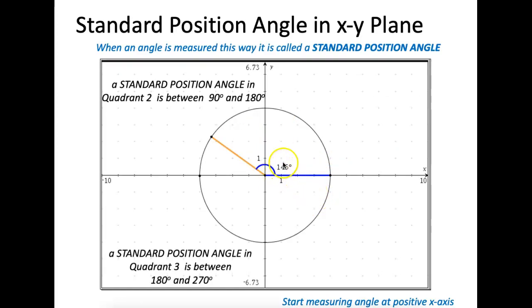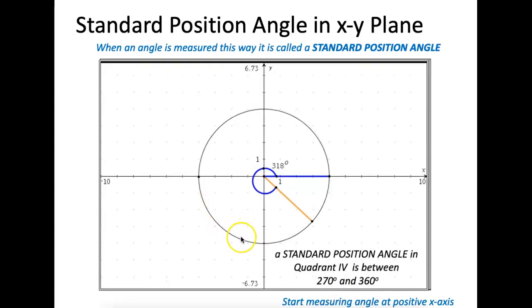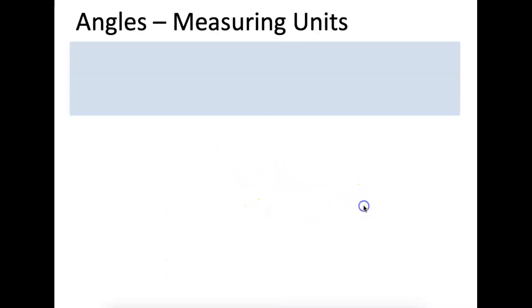If you have a standard position angle that terminates in the second quadrant, then this measures between 90 and 180. And if it terminates in the third quadrant, it's between 180 and 270. And notice now, this is rotating counterclockwise, so it's still positive. A standard position angle in quadrant 4 is between 270 and 360 degrees. So that angle that terminates here in the fourth quadrant is 318 degrees.